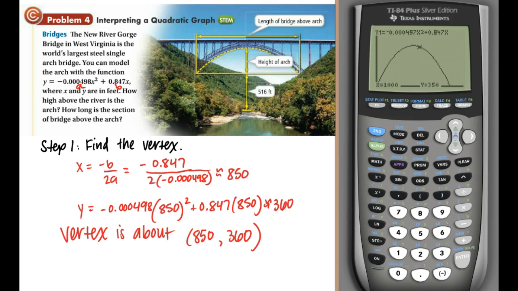To confirm that we got the right vertex coordinate, I'm going to use the same process as I used in a previous example in today's lesson. So let's go to Second Calc, and this time, the last problem we did a minimum problem. Hopefully you're realizing that this is a maximum problem because the parabola is opening down and the leading coefficient is a negative. So let's go to maximum, press enter, and then go to the left side of the curve, press enter, and the right side, enter, and one more time enter, and we get a coordinate of approximately 852, 360 or 361, so we're pretty close.